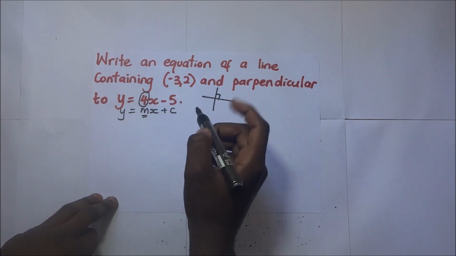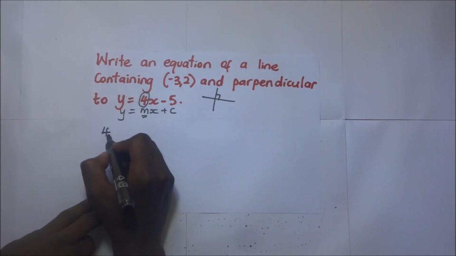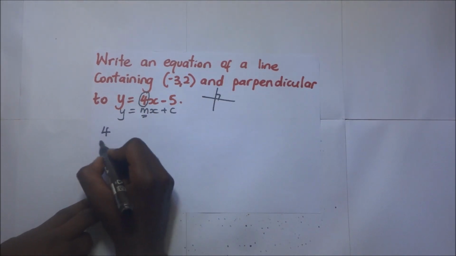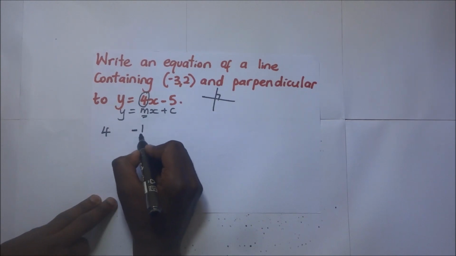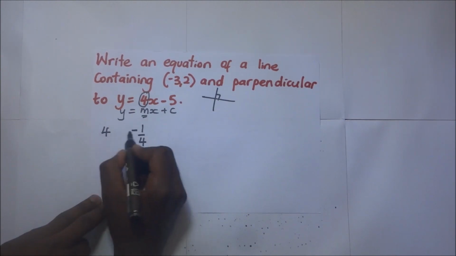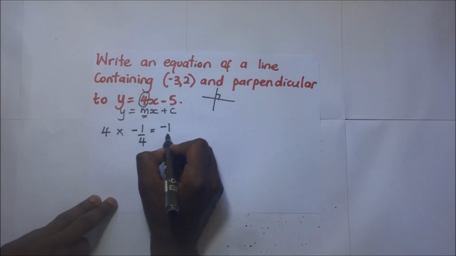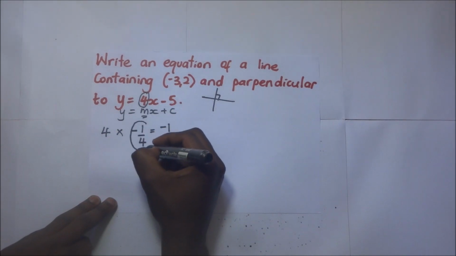So if the line we are looking for is perpendicular to this line and the gradient of this line is 4, it means that the gradient of the other line we are looking for is the negative reciprocal of this, so it's -1/4. And when you multiply those two, 4 times -1/4 gives us -1. So the gradient of that other line is -1/4.